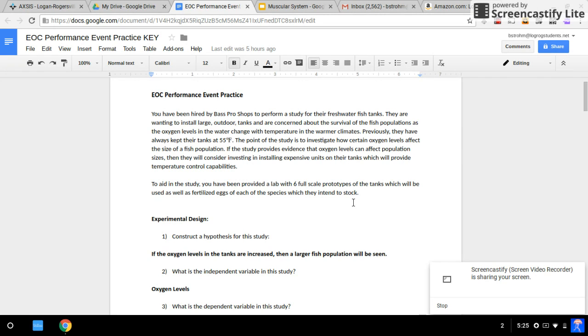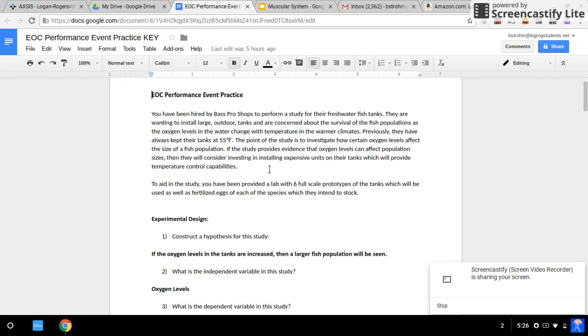You've been hired by Bass Pro Shops to perform a study for their freshwater fish tanks. They're wanting to install large outdoor tanks and are concerned about the survival of the fish populations as the oxygen levels in the water change with temperature in the warmer climates. Previously, they have always kept their tanks at 55 degrees Fahrenheit. The point of this study is to investigate how certain oxygen levels affect the size of a fish population.